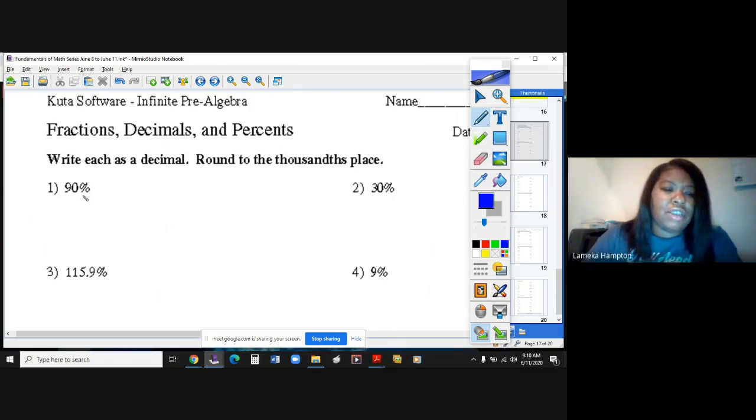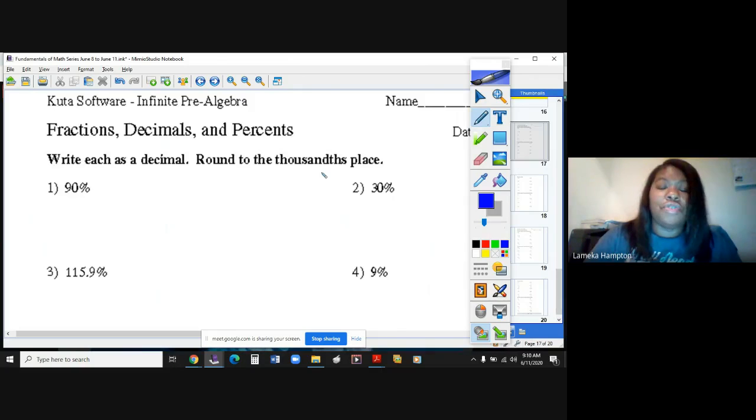What we have is a percent. So for numbers 1 through 4, we are going to convert the percent to a decimal. Remember, when you're converting a percent to a decimal, you are simply going to move your decimal 2 places over to the left, and you're going to drop your percent sign. We talked about yesterday the importance of place value. Round to the nearest thousandths place.